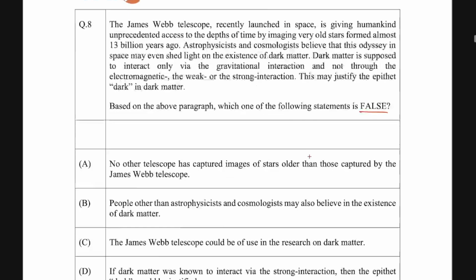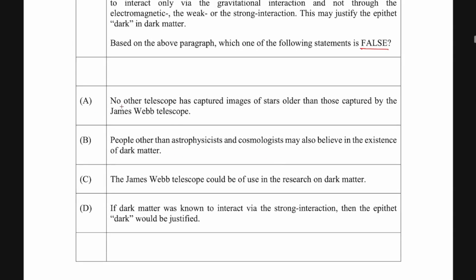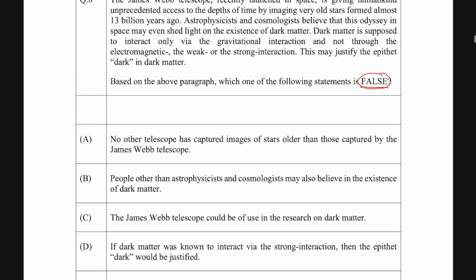You have to look for the false one. The first statement says that no other telescope has captured images of stars older than those captured by the James Webb. The second says people other than astrophysicists and cosmologists may also believe in the existence of dark matter. The third says that the James Webb telescope could be of use in the research on dark matter. And the fourth says that if dark matter was known to interact via strong interaction, then the epithet dark would be justified. Now you have to look for the false statement, something which is false.